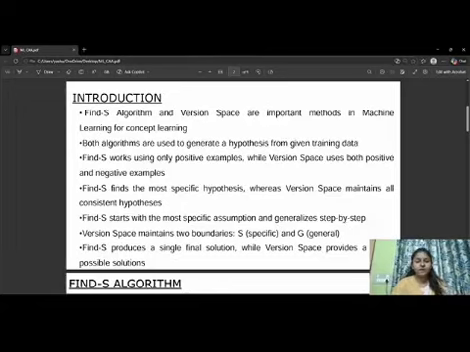This Find-S algorithm only works for the positive examples, whereas version space works for both positive and negative examples. Find-S finds the most specific hypothesis, whereas version space maintains all consistent hypotheses. Find-S starts with the most specific assumption. Both are step by step processes where we can solve a particular type of problem.